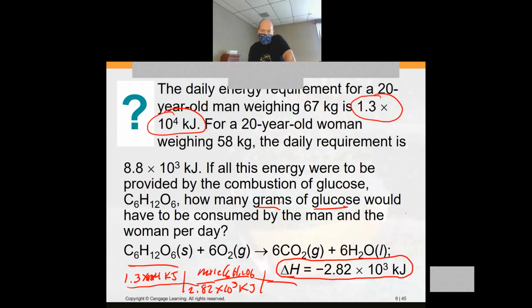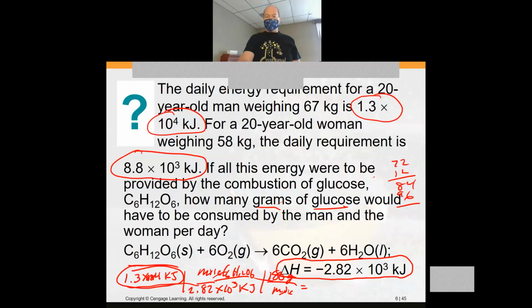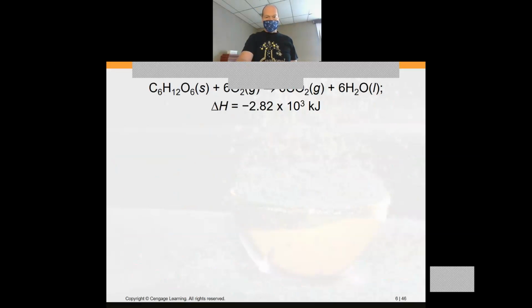And so all we need to do is find the molar mass of glucose: 72, 12, 84, 6, 180. So 180 grams per mole. And then that will give us the grams of glucose. The only difference for the woman is that instead of 1.3 times 10 to the fourth, we put 8.8 times 10 to the third, and we will get the grams of glucose that need to be consumed per day.